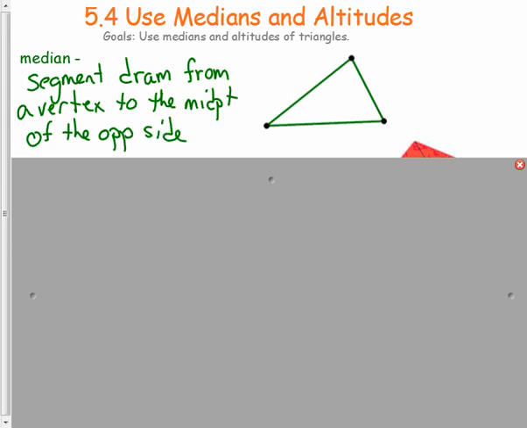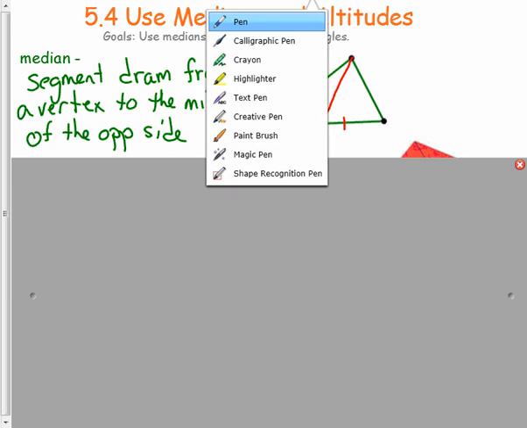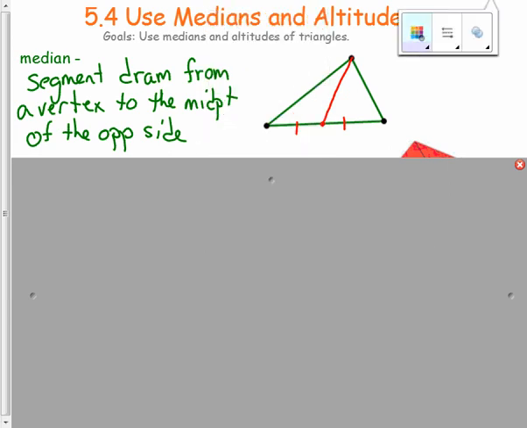There are three different medians on any triangle. So say I find the midpoint of the bottom side. I go from the opposite vertex to that midpoint. That's one median on this triangle. Another median I could draw, say I find the midpoint there, and go from, that's another median. There are multiple medians, like I said, you could draw one from each vertex to the opposite side.